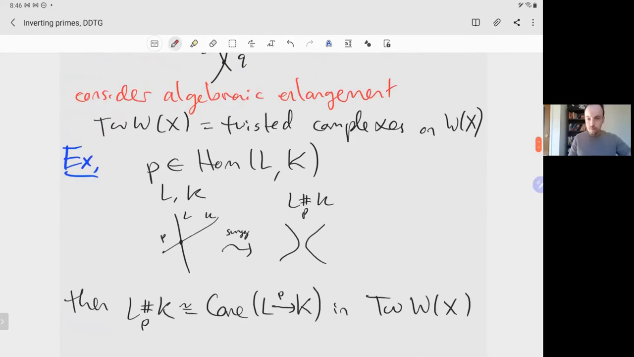Yeah. So in this twisted complexes, are all objects there sort of iterated cones or something like this, or how many more things are there? Yeah, that's right. They're all iterated cones. Fair enough. Okay.